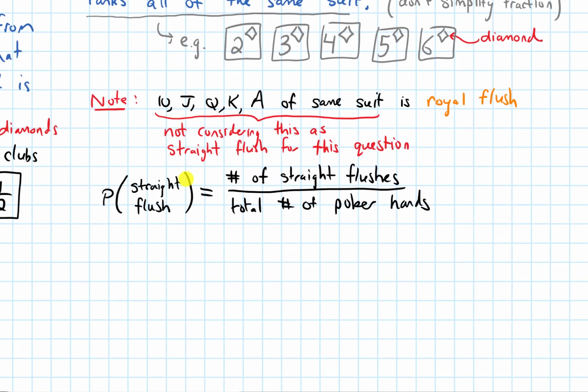All right, so let's focus on each of these one at a time. So maybe I'll focus on the numerator first. So let's talk about strategy for the numerator, for the number of straight flushes.